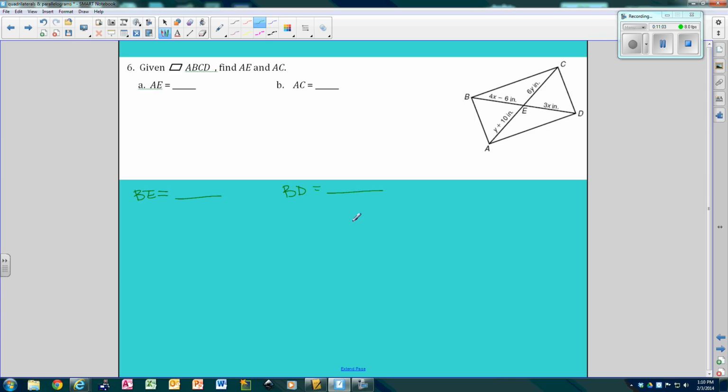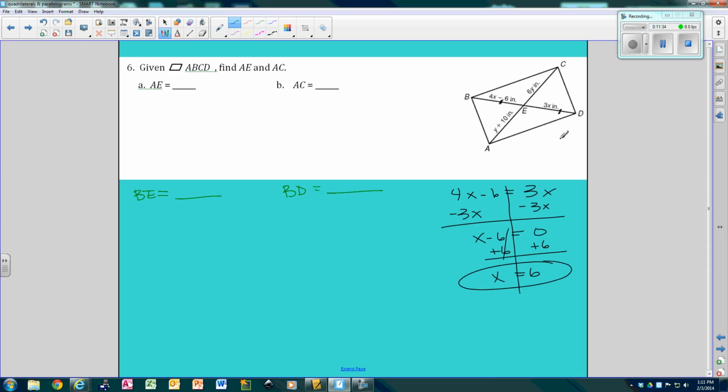Okay, so we're going to find those also. All right, so since this is a parallelogram, the diagonals bisect each other. So that means this piece is equal to this piece. So that means 4x minus 6 is equal to 3x. So if I subtract 3x from both sides, I get x minus 6 equals 0. And then if I add this 6 to both sides, I get that x is 6.